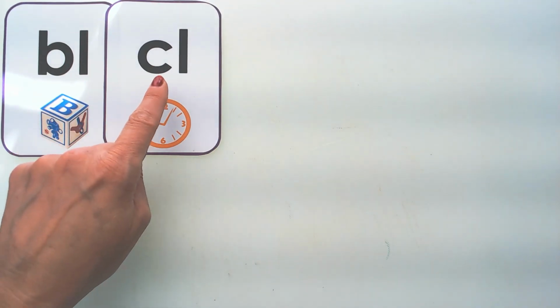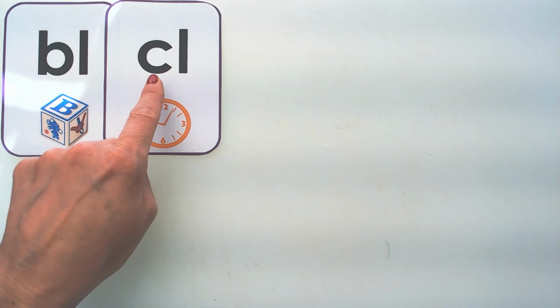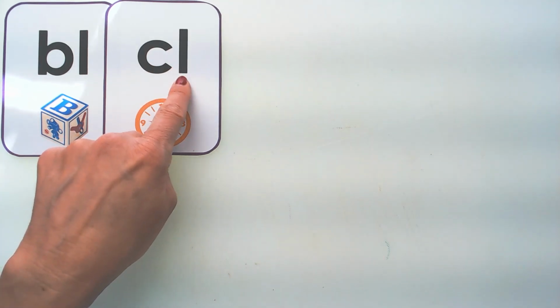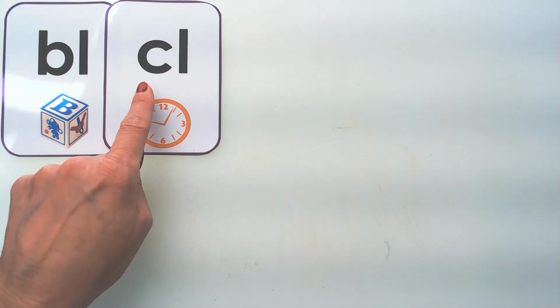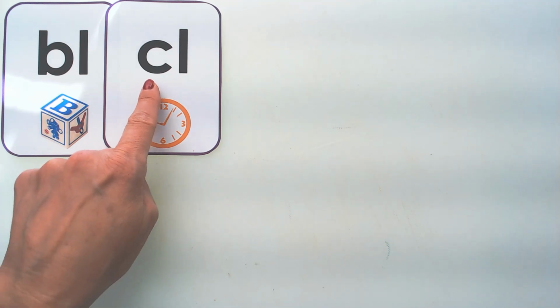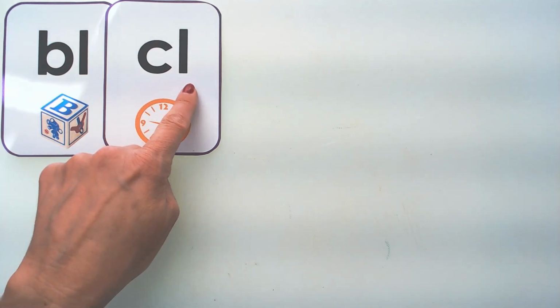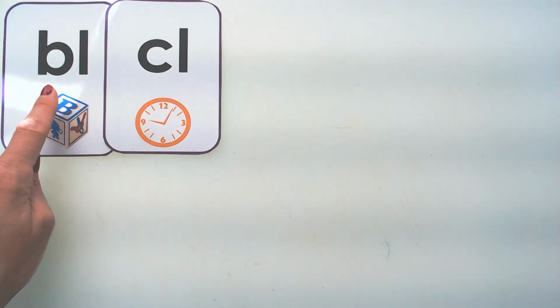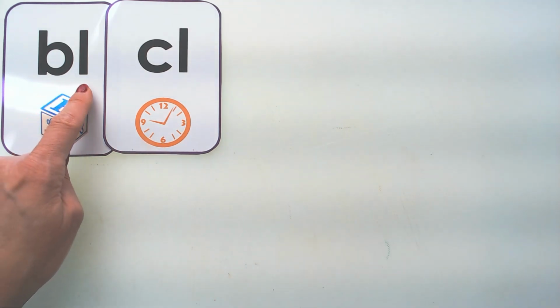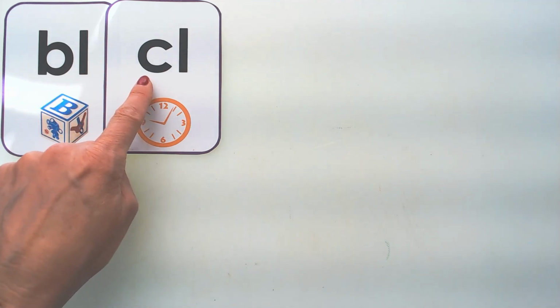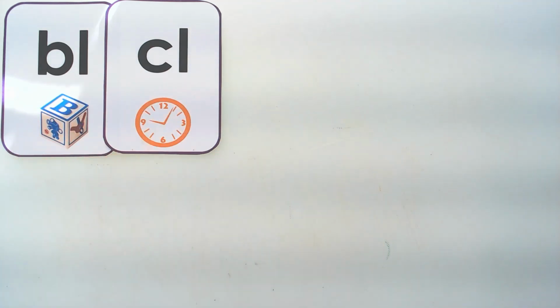So what's a blend? Two letters that begin a word, but each letter can be heard. Like C says k and L says l. Blend them together. This blend says cl, like clock. So what does this one say? Bl. And this one? Cl. Good job.